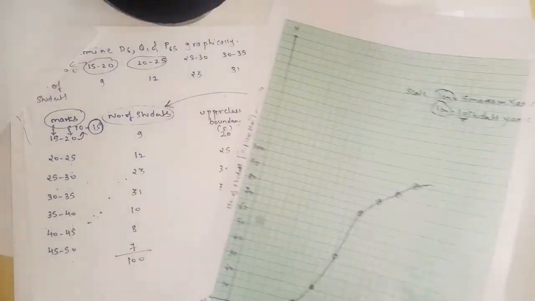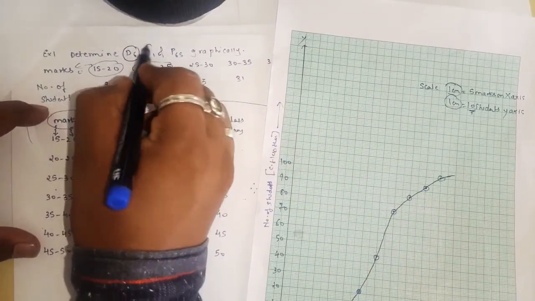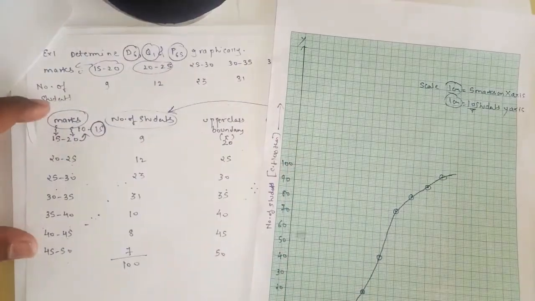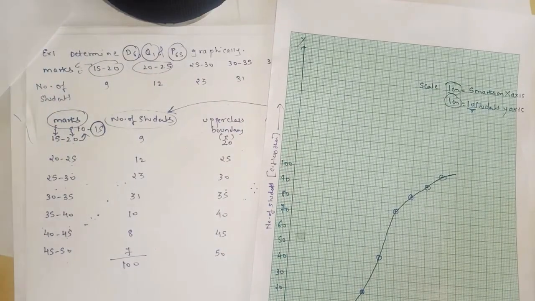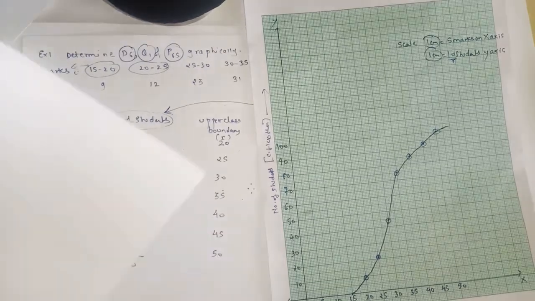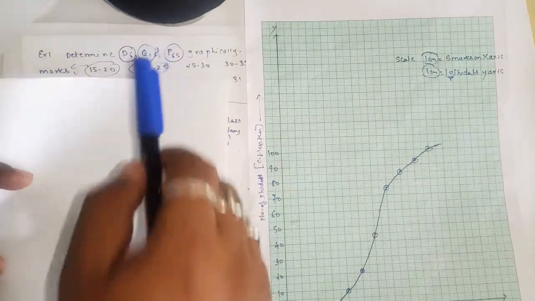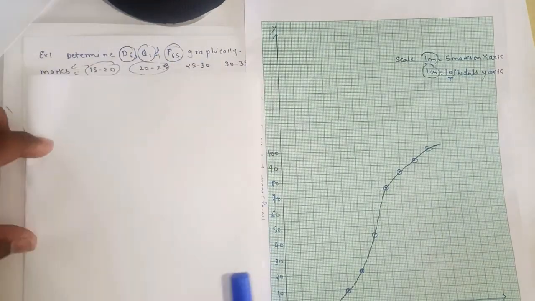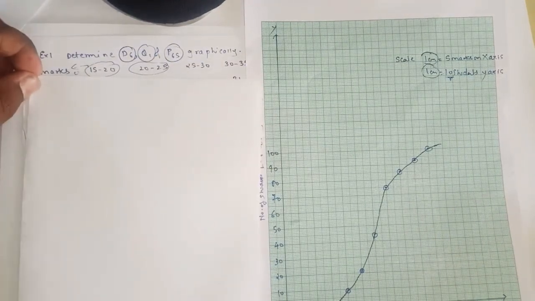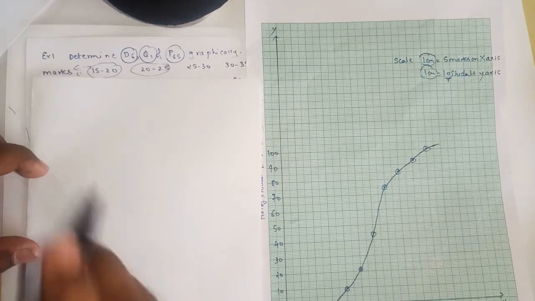Now the final step is what? Now we have to find the answer for D6, Q1 and P65 graphically. Okay, so now exactly what we have to do here. Listen. Now we'll see how to find the answer D6, Q1 and P65 graphically. Okay, so there are 2-3 different methods in which you can find your answer. So one simplest method is what?